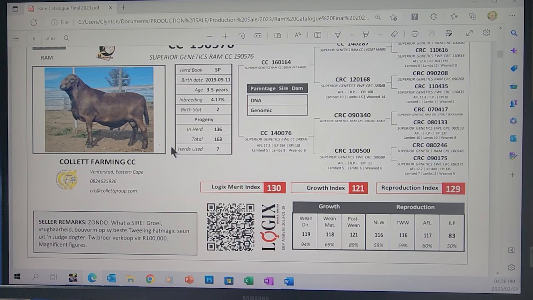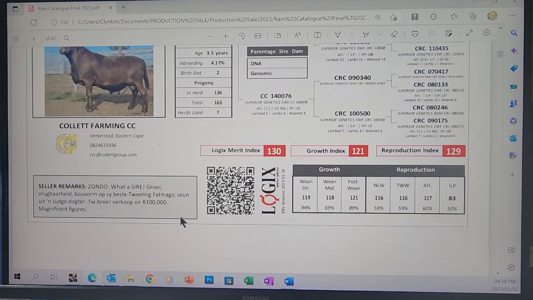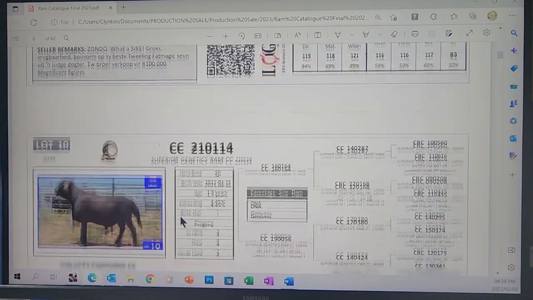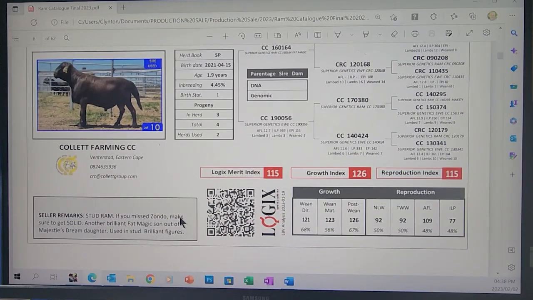You very seldom, if ever, will get a ram that looks like this, breeds like this, and still comes out with so much fertility. So there I tell you everything. I'm prepared to back this ram with my reputation and say to you, he is going to breed very well for you. So you can go through all of them.